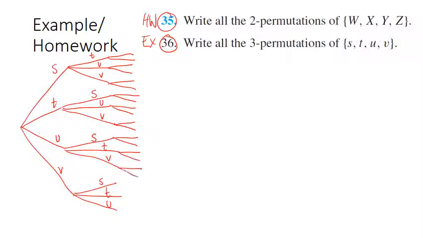So this is a lot of permutations. Okay, I think this is 24, right? So if I did S and T, then I can do U or V. If I do SU, it's T or V. SV is T or U.